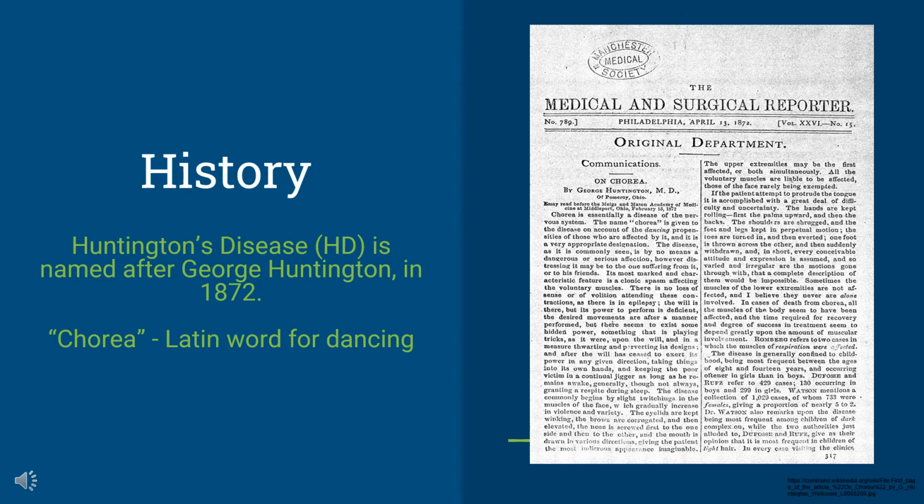So, first off, just a brief history. Huntington's disease is named after George Huntington, who described it among residents of East Hampton in 1872. It was originally called Huntington's chorea, and the name chorea was used because of the dancing properties of those who were affected.